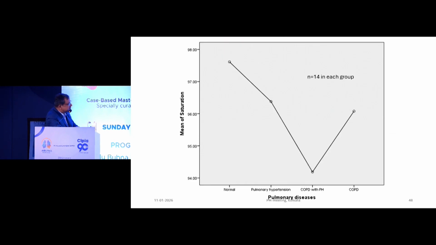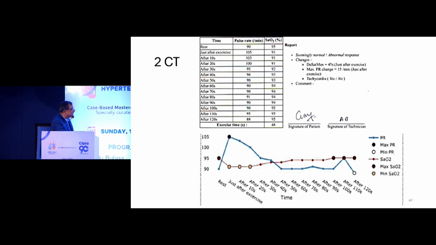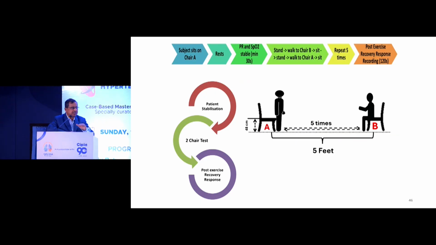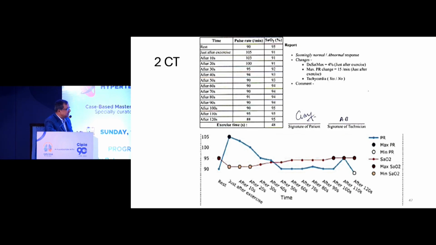This is what happens in COPD and normal and pulmonary hypertension. Suppose normal people have got saturation between 97 and 98. If a patient has got COPD, the saturation is slightly lower, maybe 96%. But if that patient develops PH, it will be 94%. So PH adds to more desaturation.